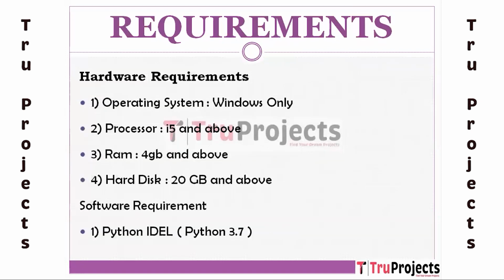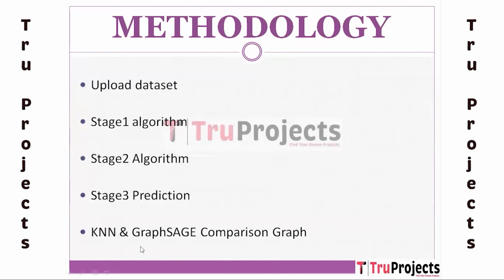The requirements needed to execute this project are hardware requirements: operating system of Windows, processor of i5 and above, RAM of 4GB and above, hard disk of 20GB and above. Software requirements needed are Python IDLE of Python 3.7 version. To execute this project, we have designed the following modules.